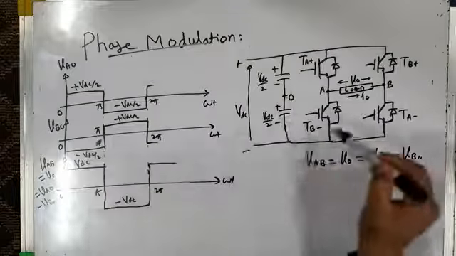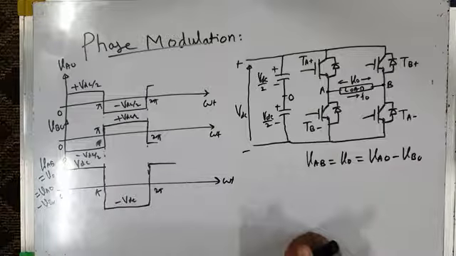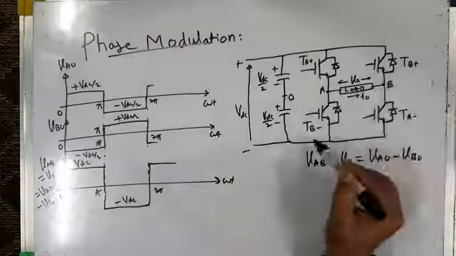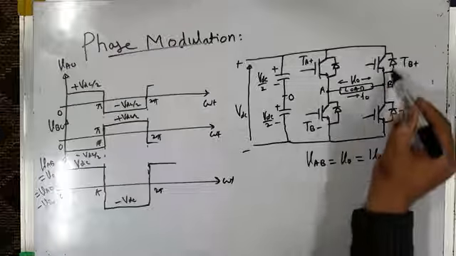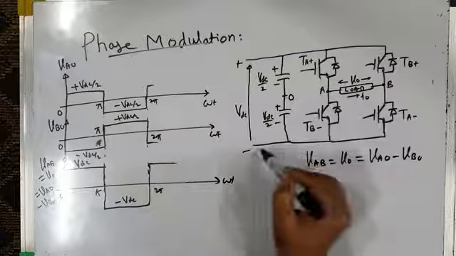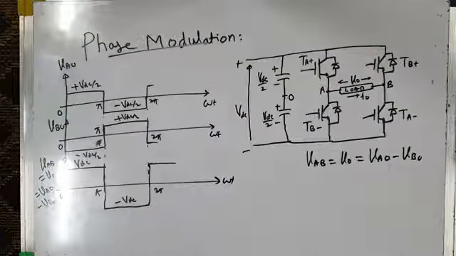And from pi to 2 pi, this complementary pair of switches is on, TB plus and TA minus. That connects B to the positive bus and A to the negative bus, and VAB becomes minus VDC.